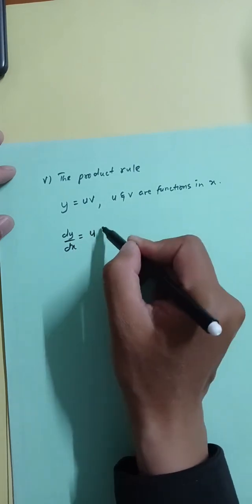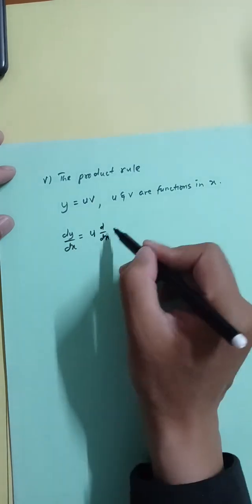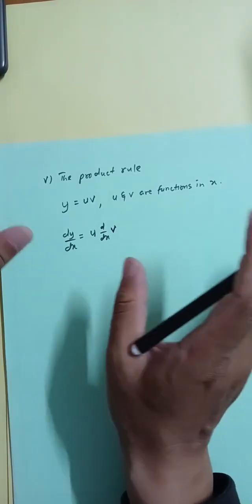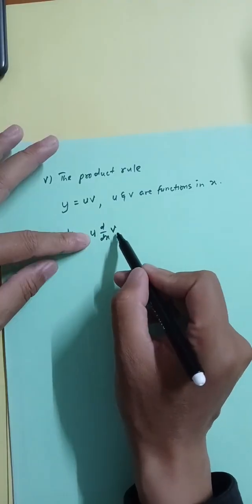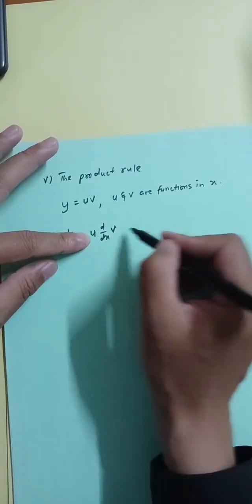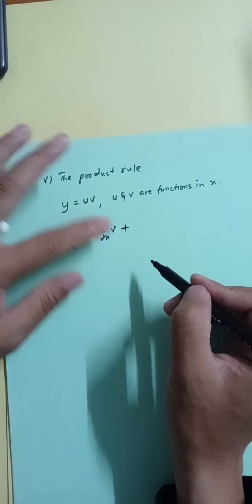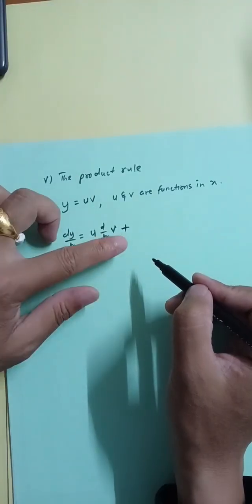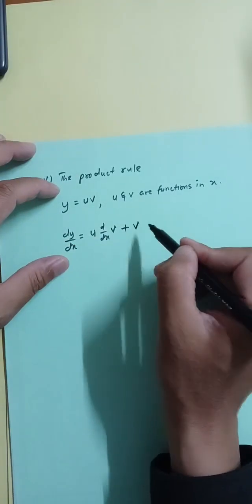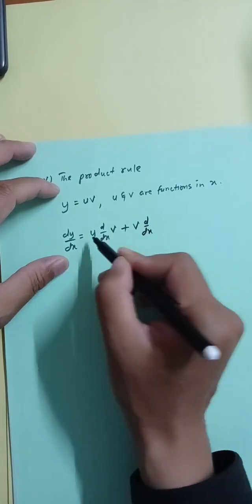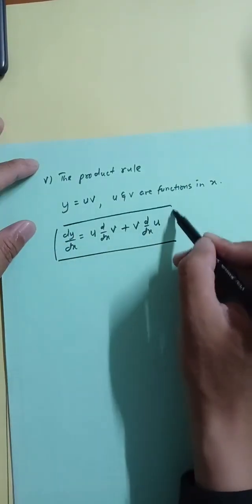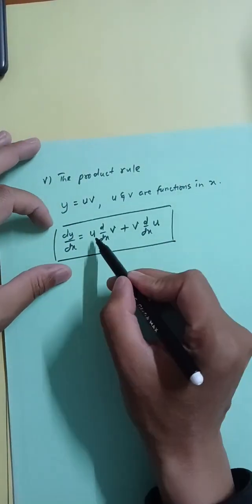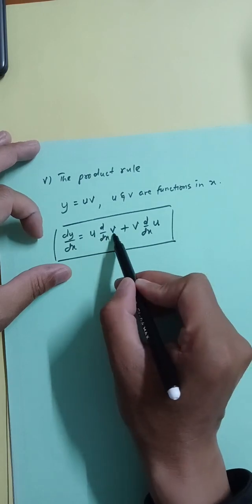So d by dx of y equals: the first function u stays as it is, and you differentiate v. Then plus, the second function v stays as it is, and you differentiate the first function u. So first you differentiate v, then u.